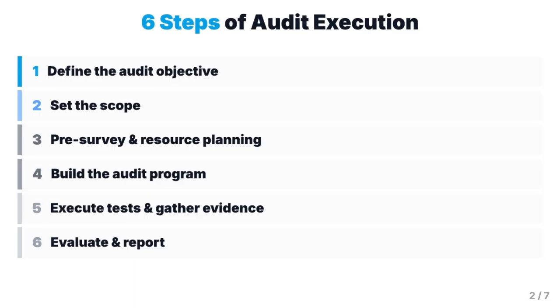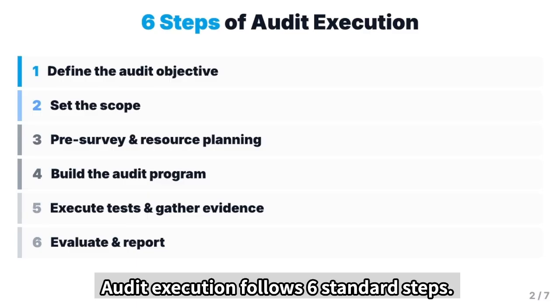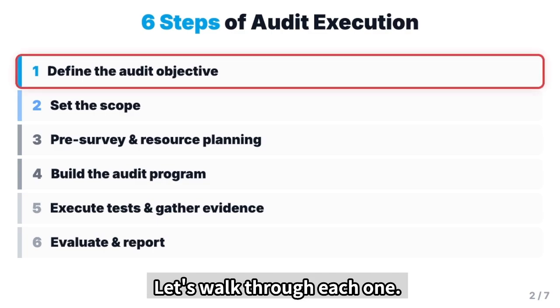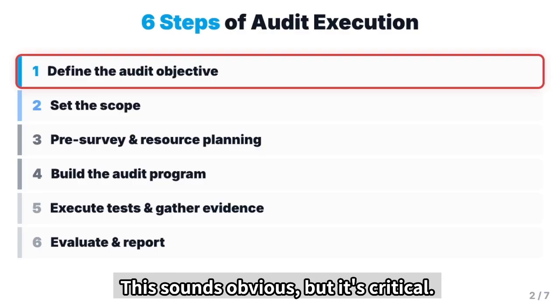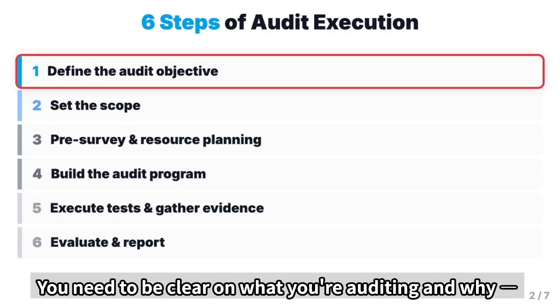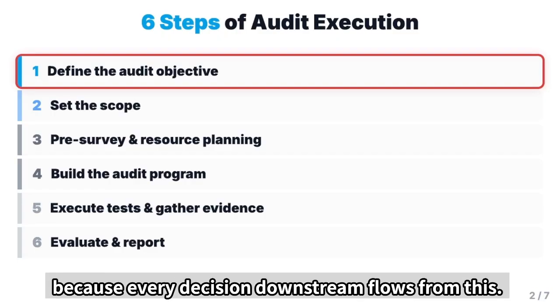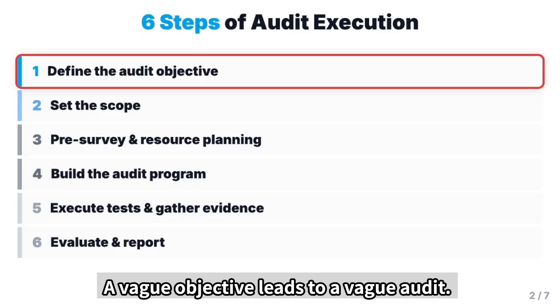6 steps of audit execution. Audit execution follows 6 standard steps. Let's walk through each one. Step 1. Define the audit objective. This sounds obvious, but it's critical. You need to be clear on what you are auditing and why, because every decision downstream flows from this. A vague objective leads to a vague audit.